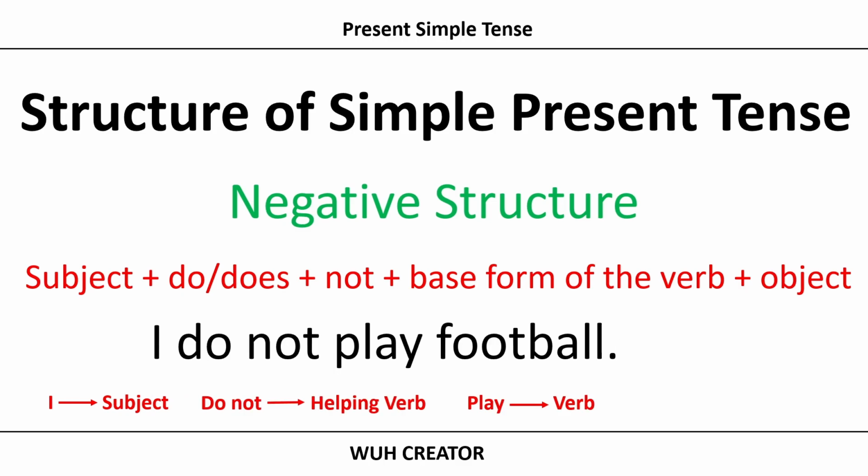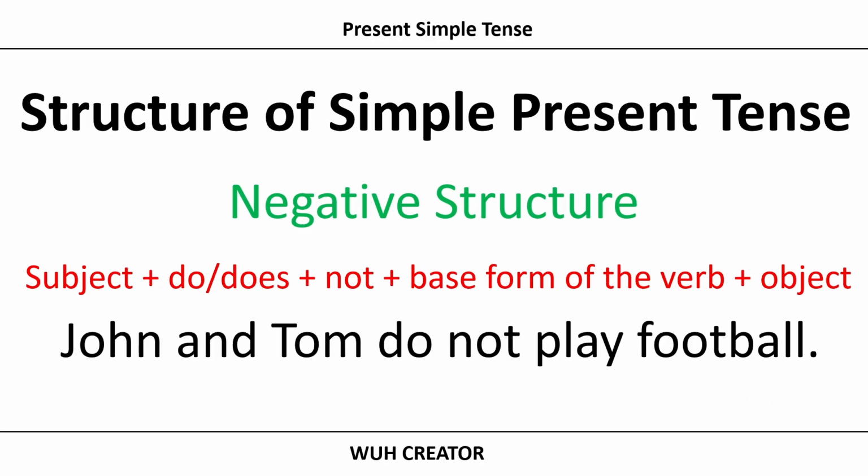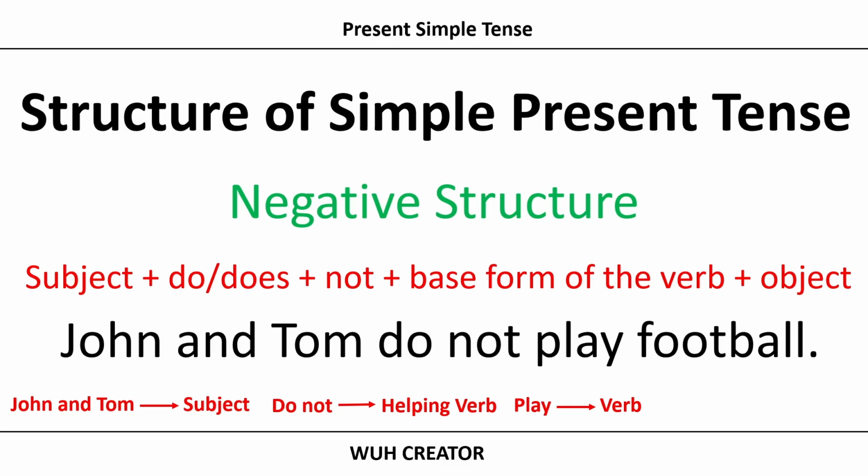The last example is, John and Tom do not play football. In this sentence, John and Tom are the subject. Since we are talking about two people, the subject is considered plural. That is why we use do not, don't, instead of does not. As discussed earlier, when we use do not or does not, the main verb remains in its base form. Therefore, we use play, not plays.